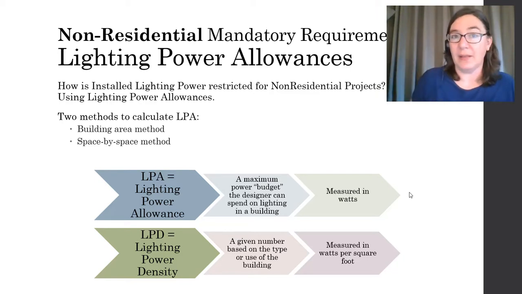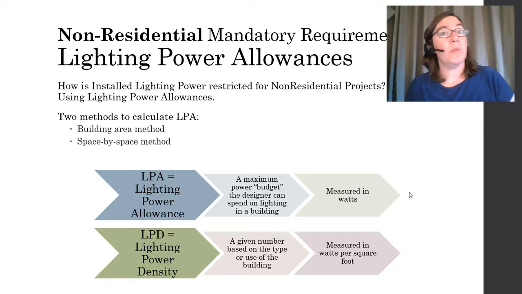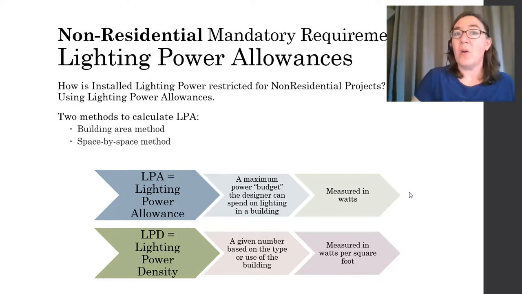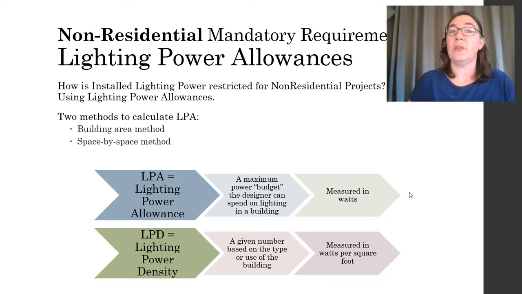This is everything else, right? Offices, schools, hospitals, anything else other than residential. Okay, they're a little bit more complicated, as you could imagine. And so, how is installed lighting power restricted or controlled for non-residential projects? It's controlled using lighting power allowances.